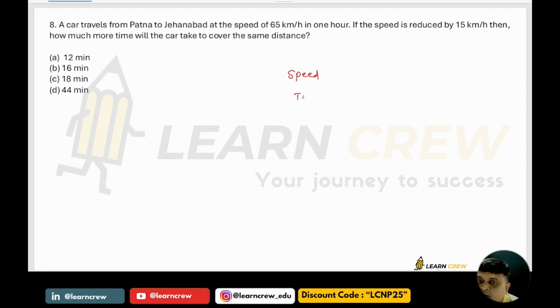Speed and time are inversely proportional. So speed is initially 65. If it is reduced by 15 km per hour, it becomes 50. Thereby the initial ratio of speeds is 13:10, so the ratio of times would be 10:13. And this 10 parts is given as 1 hour, meaning 60 minutes.